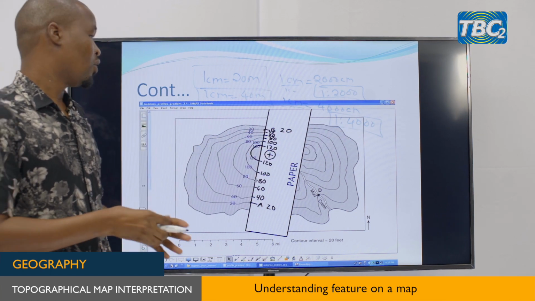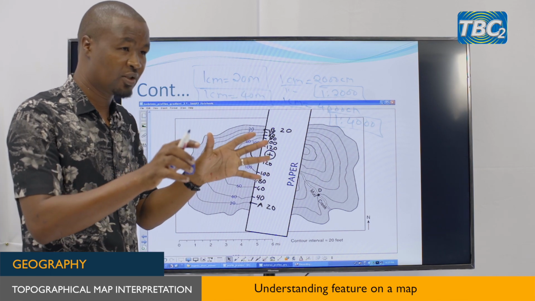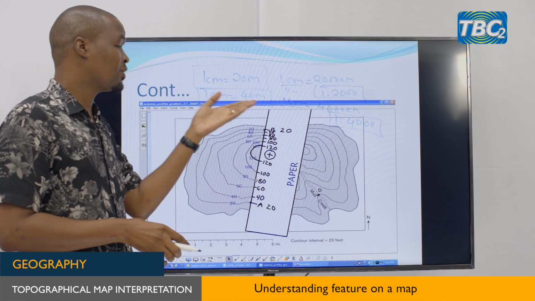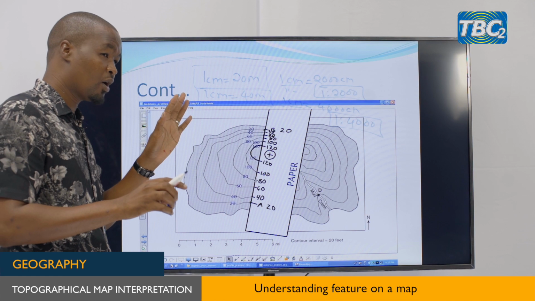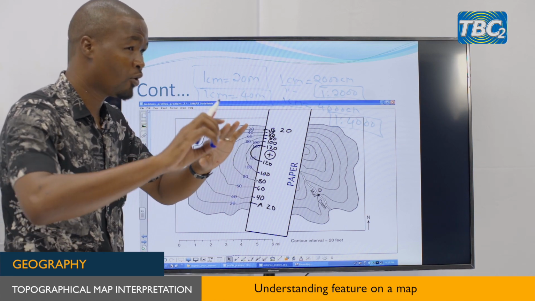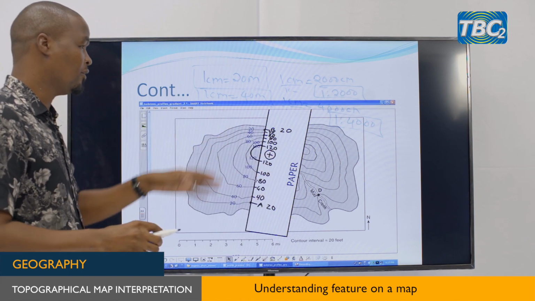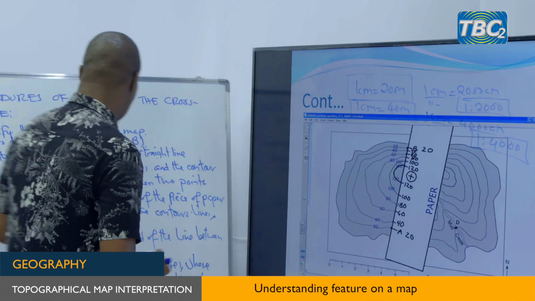So it depends. Someone may choose 1 centimeter represents 20 meters, that's according to him or her. Another one may choose 1 centimeter is equal to 40 meters, that's according to him or her. So different people may use different vertical scales on the same question. Then from there, after finding the vertical scale, let's go back.